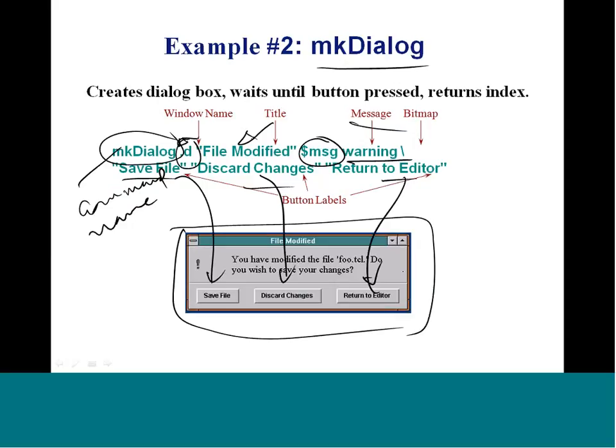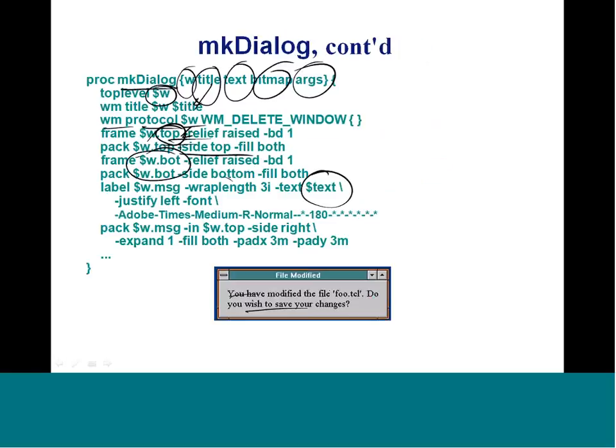So that was one quick example, and the other example was the make dialog box, which is specified as make dialog dot d, then file modified dollar message warning, and then save file, discard changes, and return to editor. When this dialog box opens, you will see there is some message here, and then it has these three buttons: save file, discard changes, and return to editor. To build it, we have the input which is already specified, and then we define the top level window, and then define a title for it. Then we can delete any kind of window which is an embedded thing already there, and that's pretty much it.